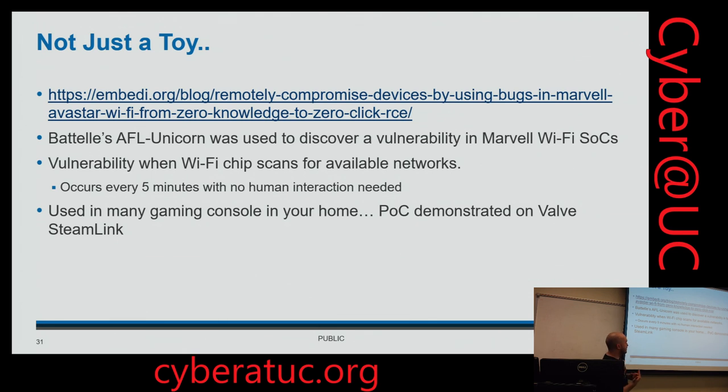So every 5 minutes, the chip scans for available Wi-Fi networks. Whether or not it's already on a network, it does it anyway. So traditionally, this would be very hard to fuzz. You get one execution per 5 minutes, which is absolutely horrendous. But using AFL Unicorn, they were able to inject these Wi-Fi packets directly into the interface, into the function that's parsing it, and discover this vulnerability, and then they actually weaponized it.